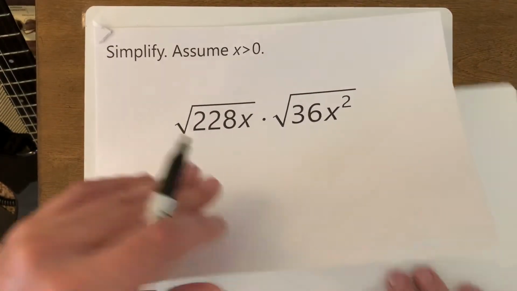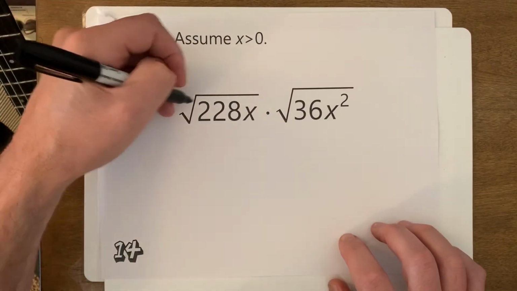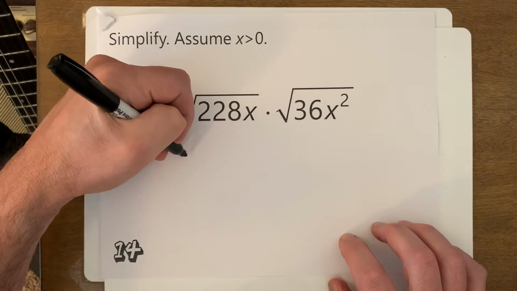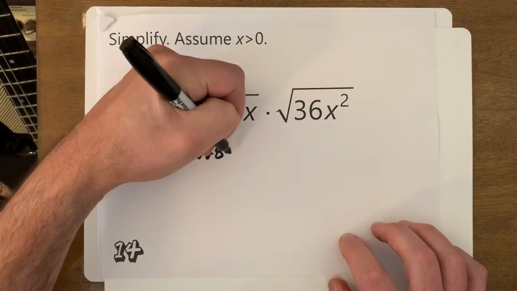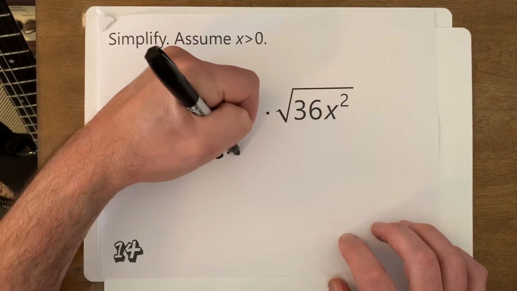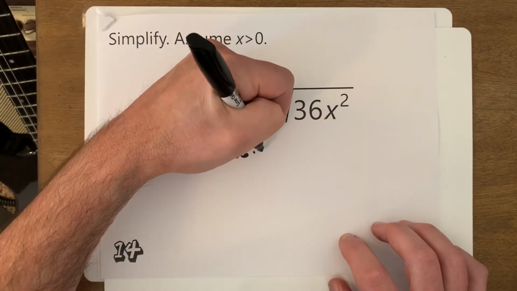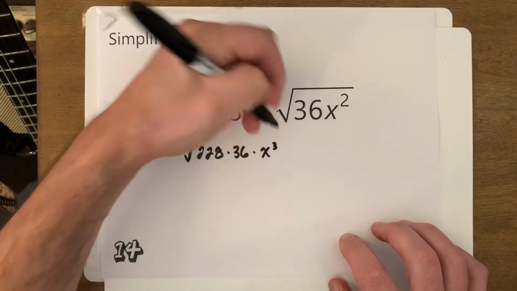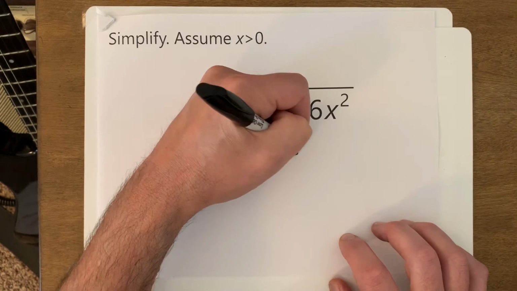Okay, and then of course the numbers are going to get bigger. So let's see what happens. Square root. So this time we've got 228 times 36, and then we've got 1, 2, 3 x's. So we've got x cubed right there. I'm going to leave it as x cubed. I'm going to make this one a little bit more abstract.